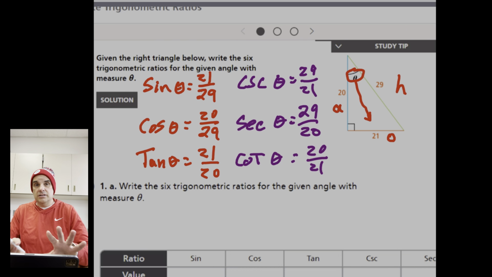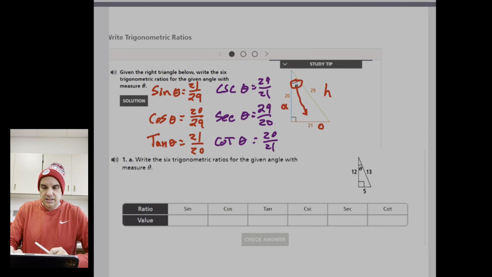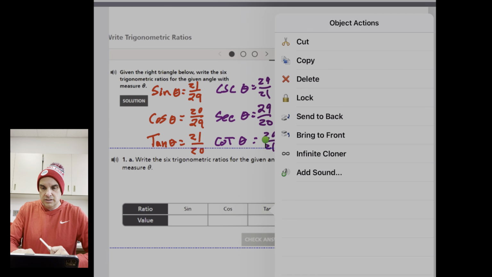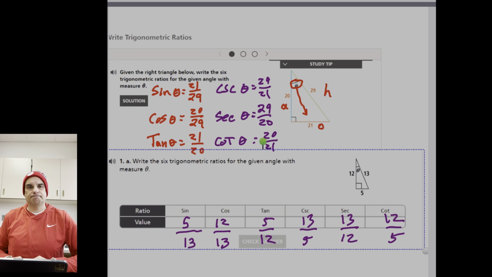And that's all they're asking you to do. You don't have to find the measure of the angle. You don't have to do anything like that. All they're asking us to do in this example is to find that. Okay. So I've got a second question down there, labeled 12, 5, and 13. I'm going to press pause. There they are. Okay, so there are our ratios.